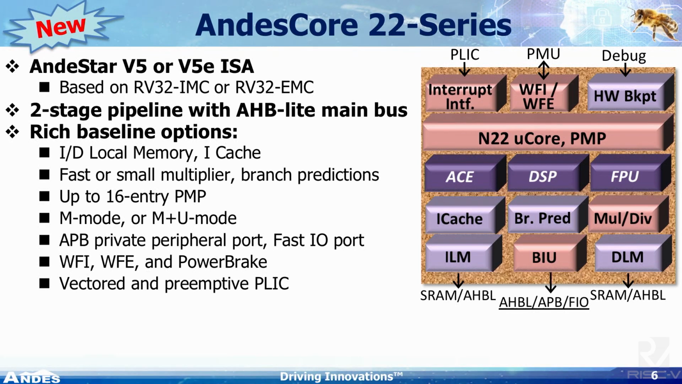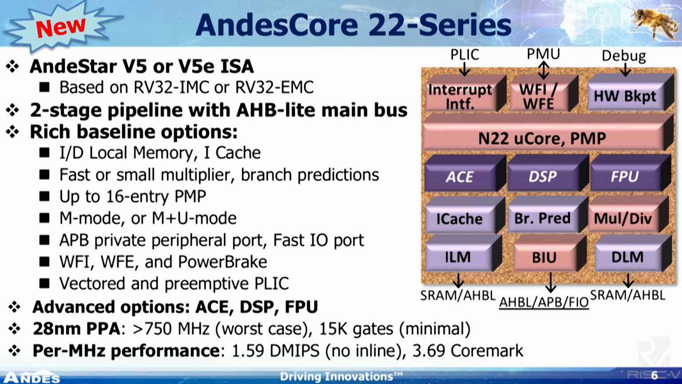And in addition to the memory, we also have a private peripheral port, fast I/O port to speed up the I/O control access. And wait for interrupt, wait for event, and PowerBrake, our unique digital way of doing frequency scaling. And vectored and preemptive PLIC. So this is a very rich feature set. And advanced options, like we're going to talk about ACE, and we are going to add in the DSP extension and floating point. And 28HPC Plus can reach over 750 megahertz.